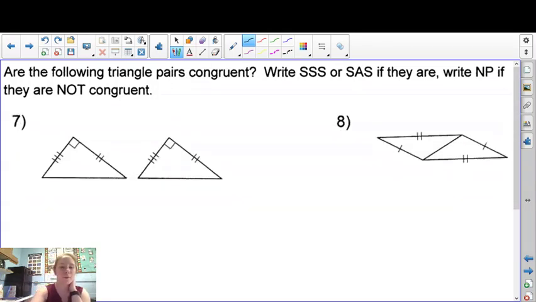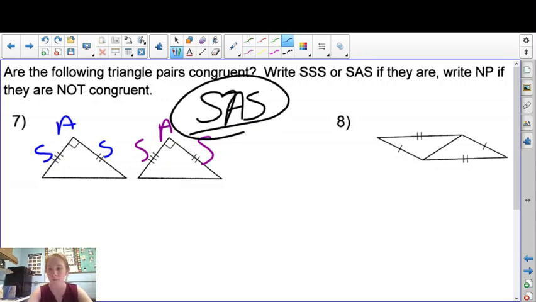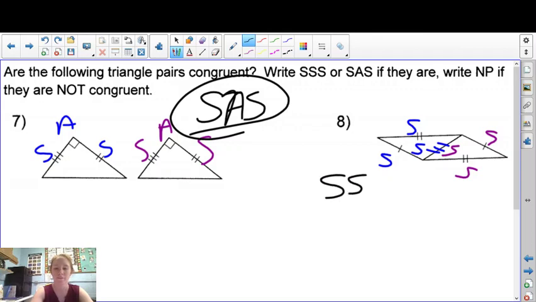Okay, number 7. I have a side, I have an angle, and I have a side. I have a side, angle, side. Ooh, they match. So I've got side, angle, side, guys. Oop, freebie. I have to use 3 because 1 and 2 are already taken. So I have side, side, side, side, side, side. Final answer, side, side, side.